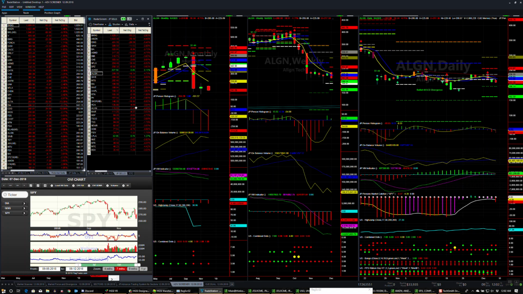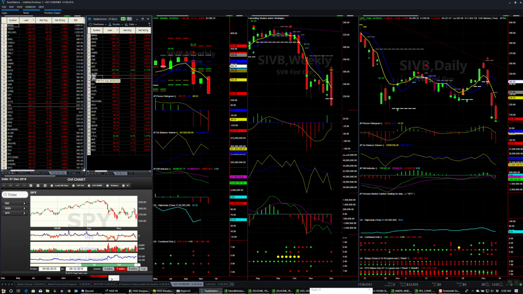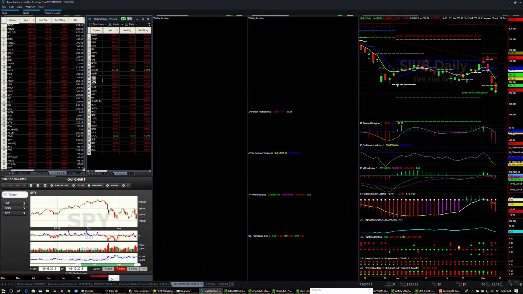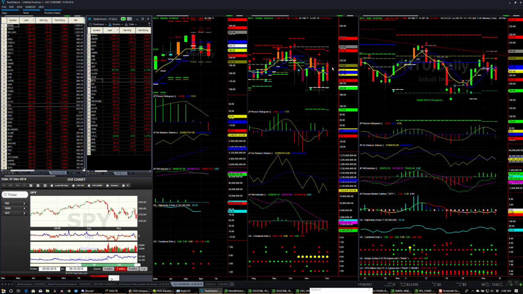Here's an internet bank, SBP Financial. I believe it's an internet bank. And I got a new sell signal on the weekly. And on the daily, these green dots concern me a bit, but this is one that had a big run up. Intuitive Software, again, failing at resistance on both the weekly and the daily, coming out of a squeeze.